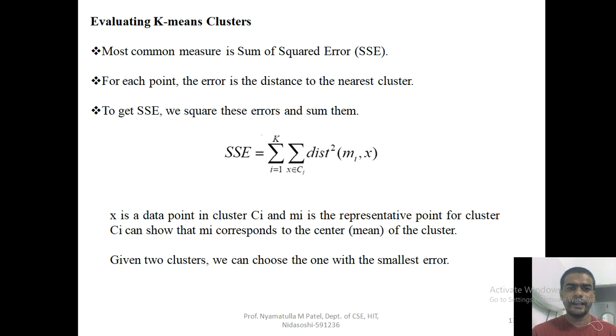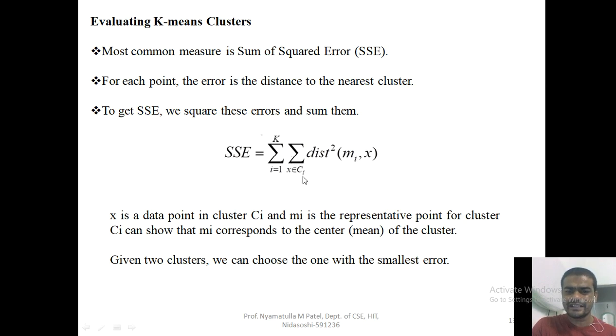To get an SSE, we square these errors and sum them. For example, SSE is equal to the summation from i equal to 1 to k, where k is the number of clusters, over x belonging to C of i, of distance squared. Here we are using the Euclidean distance. Take one point in a group and measure its nearest distance. That distance is the Euclidean distance squared, dist(m of i, x). What is x here? x is a data point in the cluster C of i.